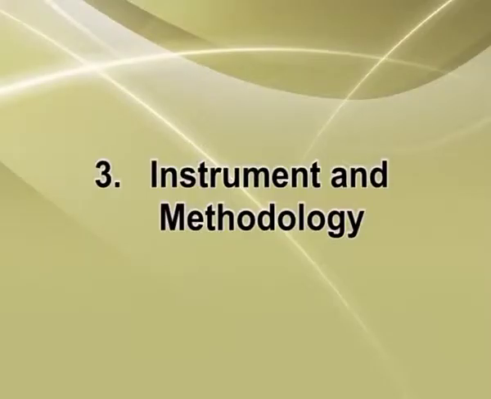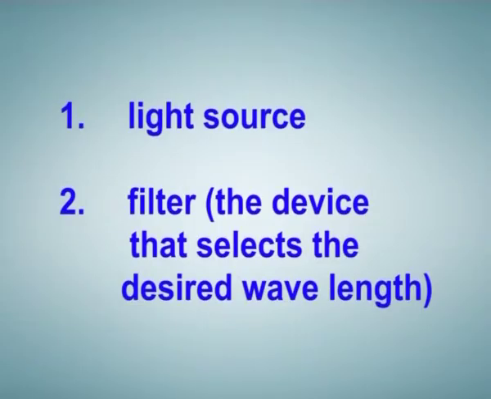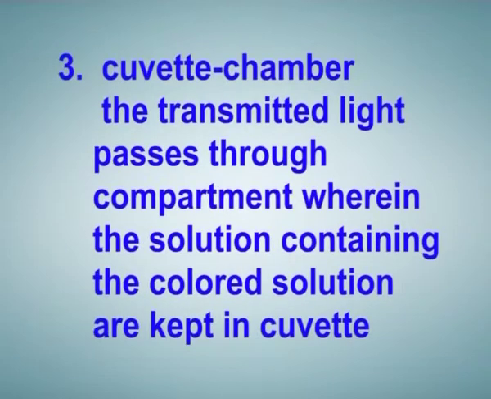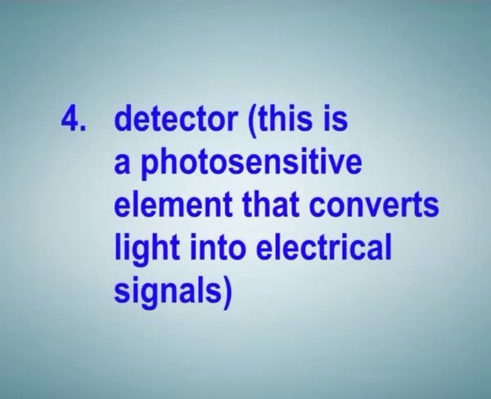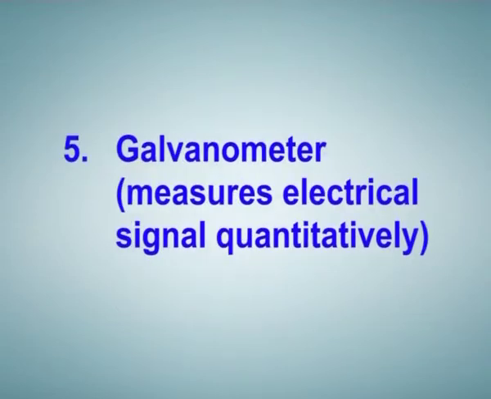Instrumentation and methodology. Apparatus. The instrument used to measure color is the colorimeter. This apparatus comprises the following parts: light source; filter, the device that selects the desired wavelength; cuvette chamber, the compartment through which the transmitted light passes, wherein the colored solution is kept in a cuvette made of glass or disposable plastic; detector, a photosensitive element that converts light into electrical signals; and galvanometer, which measures the electrical signal quantitatively.